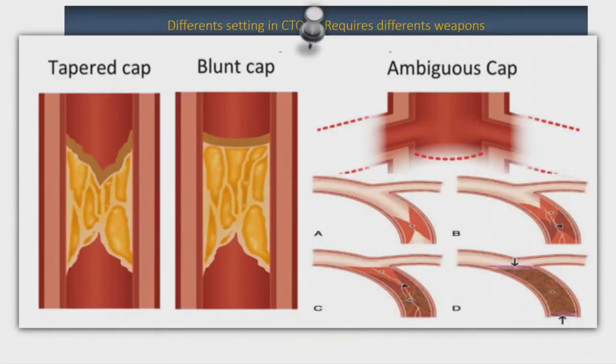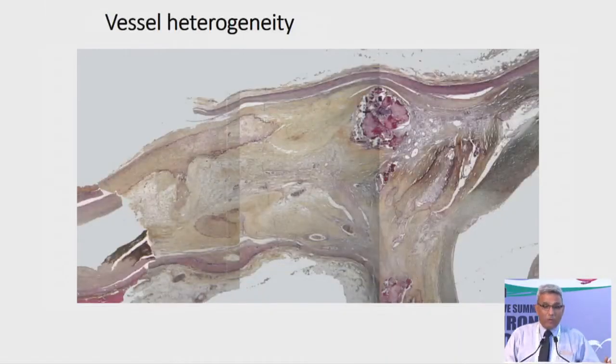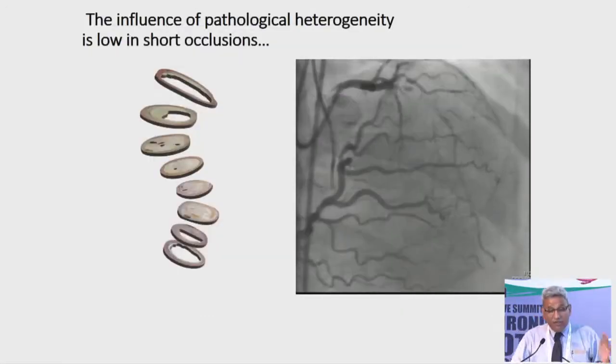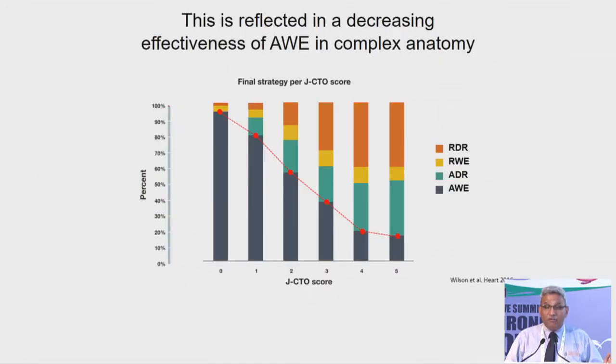And like I said, once we have decided that we are going to go antegrade, we obviously look at many things which Praveen Goyal actually taught us: see the proximal cap, see what is the age of the CTO, see the length of the CTO, and all this helps us choose. We have to understand that there is going to be vessel heterogeneity, some portion fibrotic, some portion calcified, and there is a significant influence of pathological heterogeneity even in short lesions, which increases dramatically when you have a longer lesion.